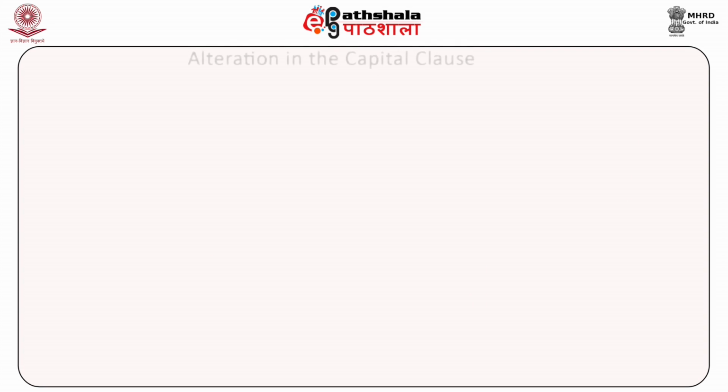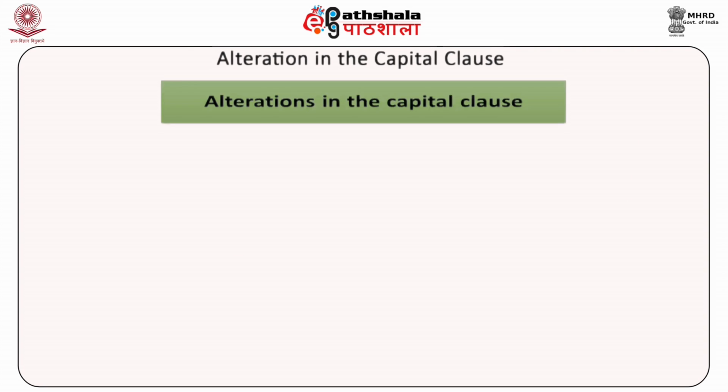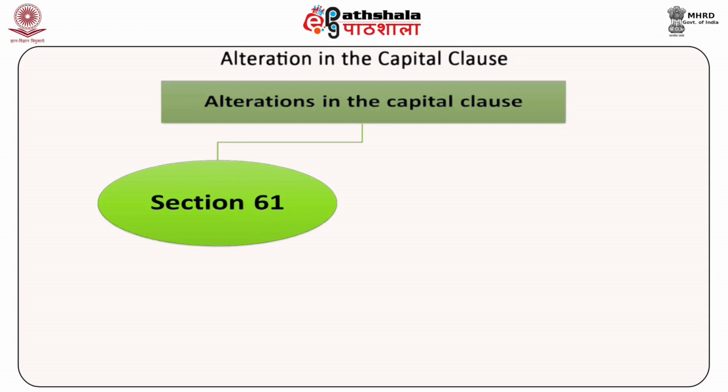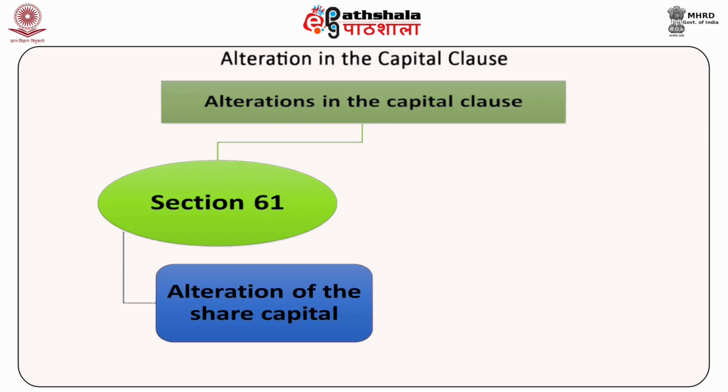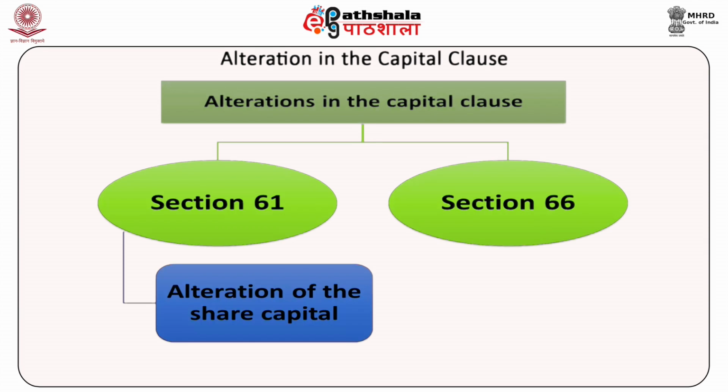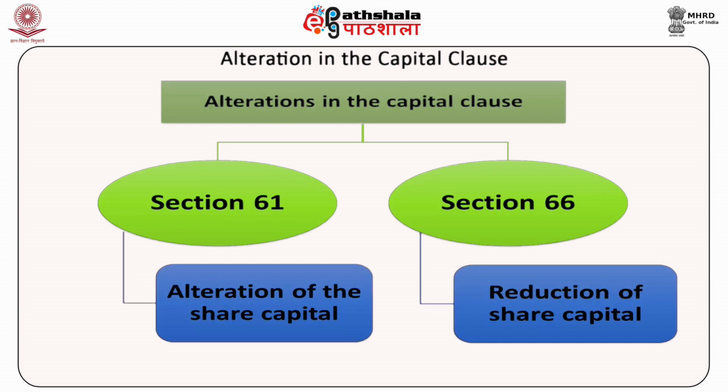Alteration of the capital clause. Alterations in the capital clause of the memorandum of association may be of two types. Number one, as prescribed under Section 61 of the Act, that is, alteration of share capital, and number two, as prescribed under Section 66 of the Act, that is, reduction of share capital.